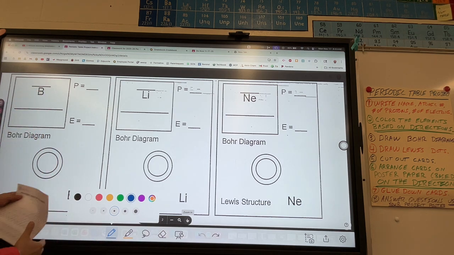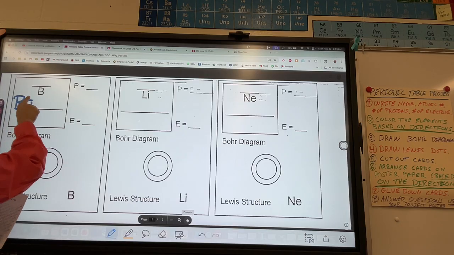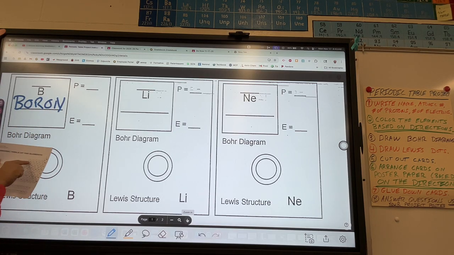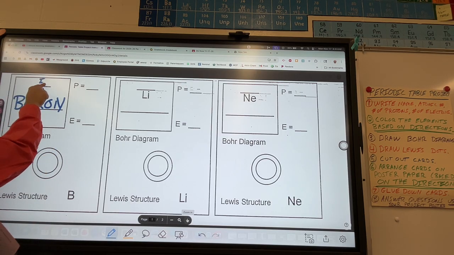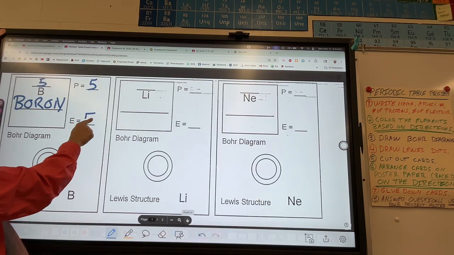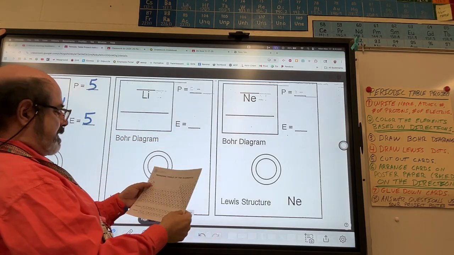So B, find B on our periodic table. There it is. So B is boron. The atomic number is right there on the top, number 5, which is the number of protons, and in a neutral atom, the number of electrons, 5. Don't do this yet, just do one step at a time.